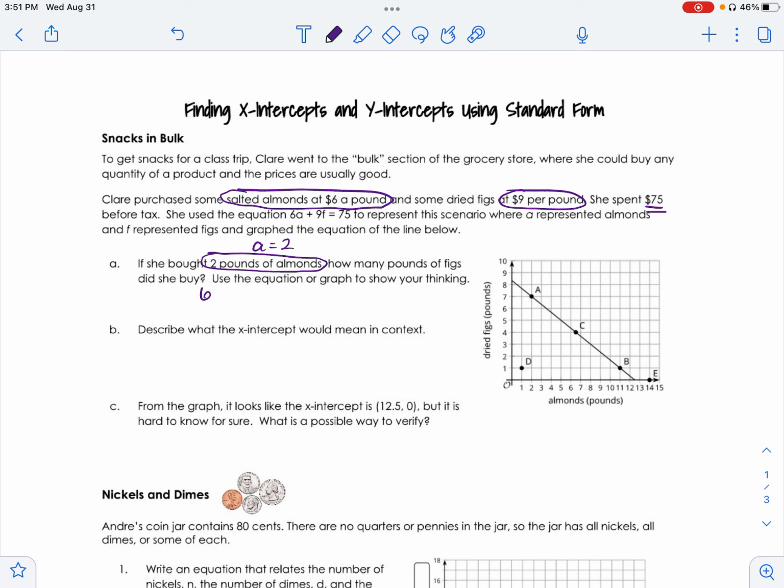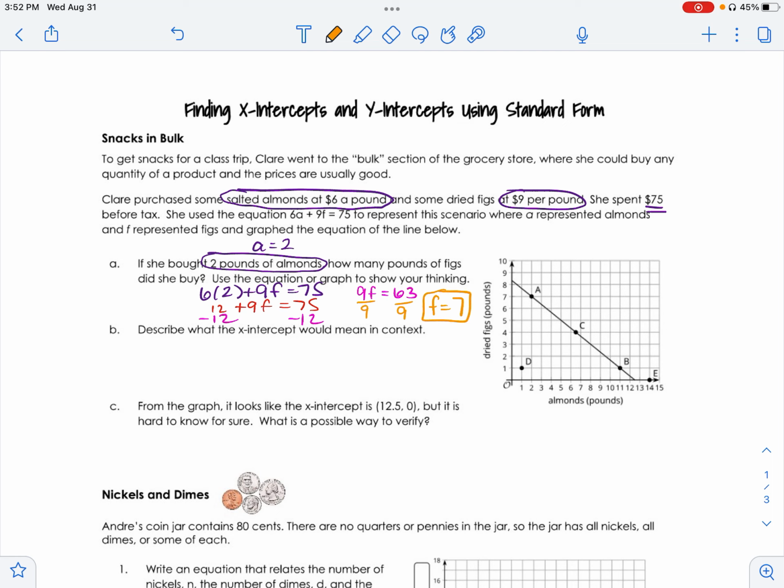If I plug this into my equation, now I'm left with only one variable. So I could go ahead and solve this for f and see how many figs she bought. So 6 times 2 is 12. First thing I did was simplify, and now I'm going to start solving. So subtracting 12 from both sides, I get 9f equals 63. And then divide both sides by 9. I saw f equaled 7. So she would have bought 7 figs.